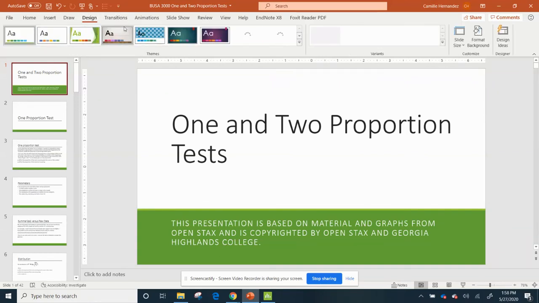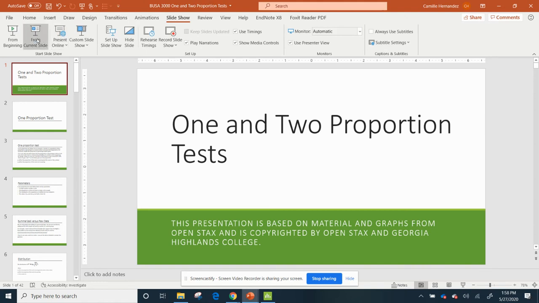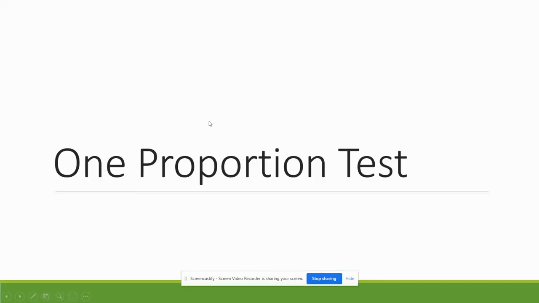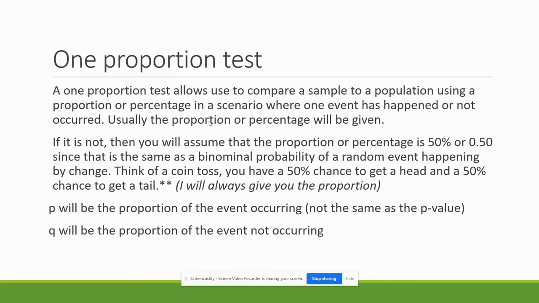We're going to talk about 1 and 2 proportion tests. So let me go to the slideshow. All right, so for 1 proportion test, when I'm saying proportion, I'm talking about percentages or fractions. I'm talking about something that is not with the means or the averages. So a 1 proportion test allows us to compare a sample to a population.